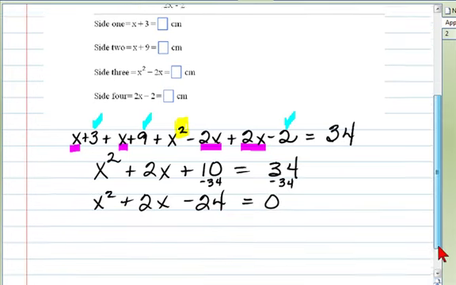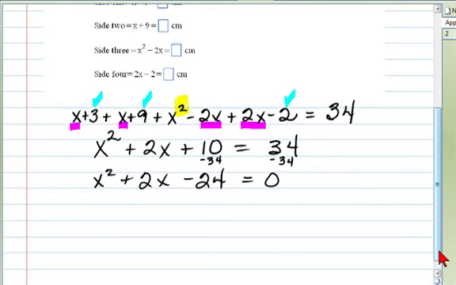Does anybody have a question so far? I started out with the definition of perimeter to add all the sides, then combined like terms. Yes, ma'am? I did, but I had a plus 10. Okay? So I combined like terms, and I moved the constant from the right-hand side to the left. Subtracting 34 from the 10 gave me negative 24. All right. This is a quadratic ready for me to solve now.